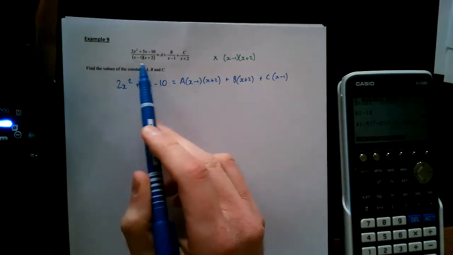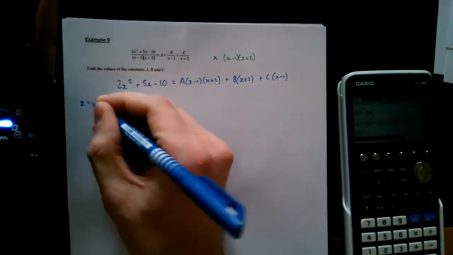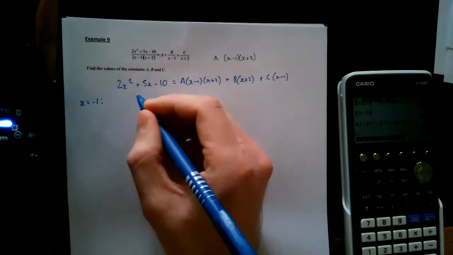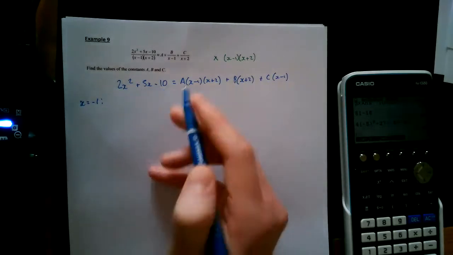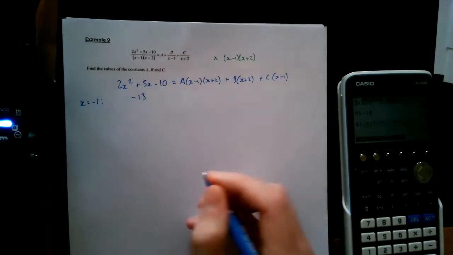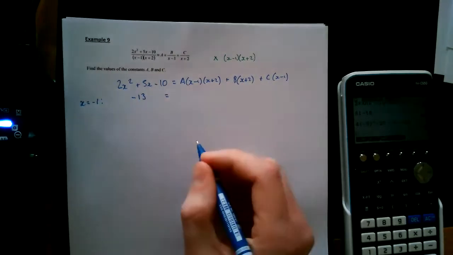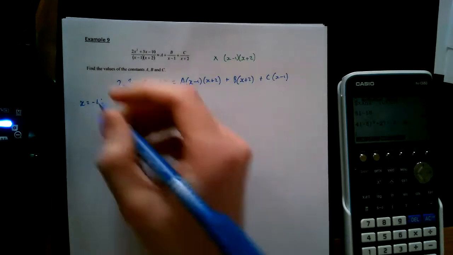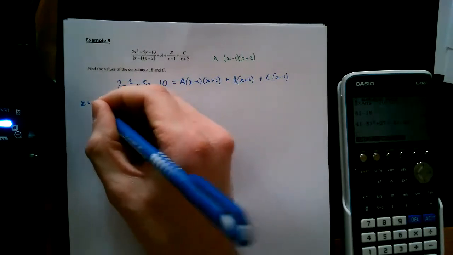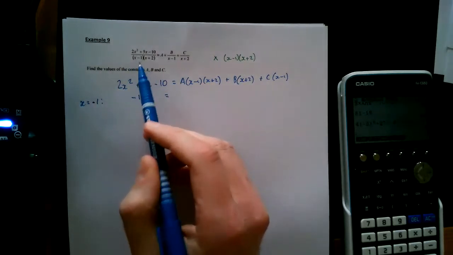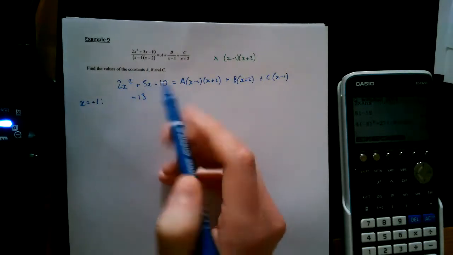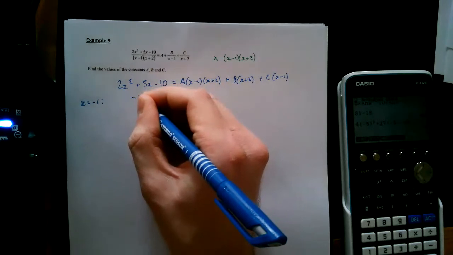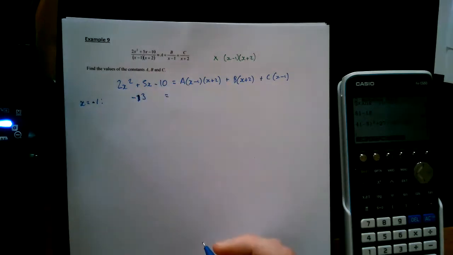So if I choose minus 1, if I sub minus 1 into there, I get 2 minus 5, so minus 3, minus 10, so minus 13. That's going to equal, well, sorry, I should be subbing in x is 1, shouldn't I? Sorry, yeah, from there x is 1. So if I sub 1 into there, I get 2, 5 makes 7, take away 10, this is minus 3. So just minus 3, not minus 13, sorry.